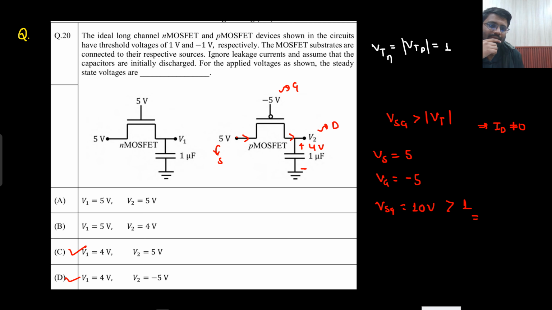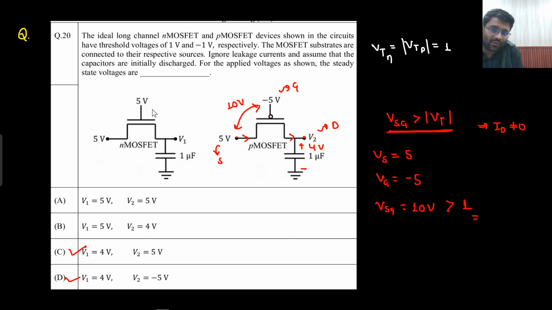So what? Will it turn off? The MOS will never turn off, no. Here the drain potential is changing. Drain potential will never decide whether the MOS will be on or off, whether the current will be non-zero or 0. This particular thing will decide: VSG is greater than mod of VT. So no matter how much voltage is developed, this potential difference, VSG, that is 10 volt.